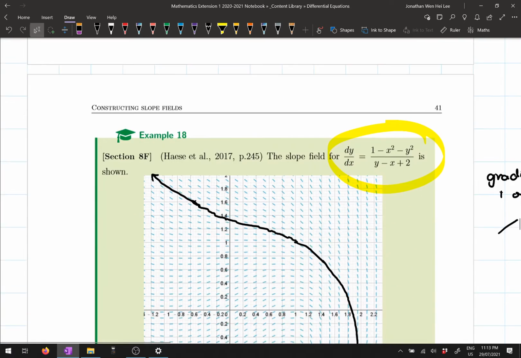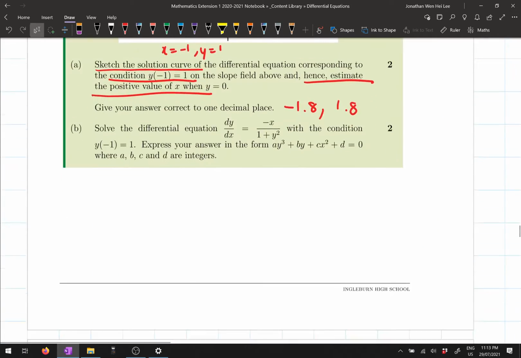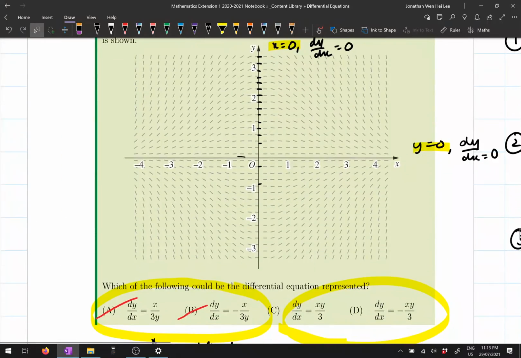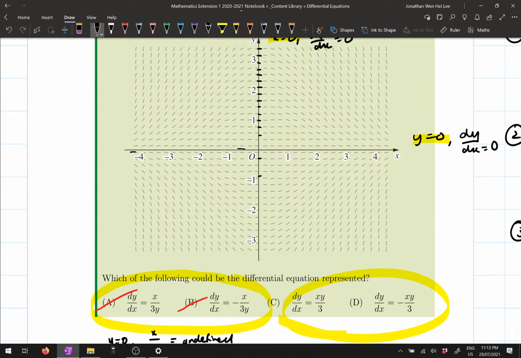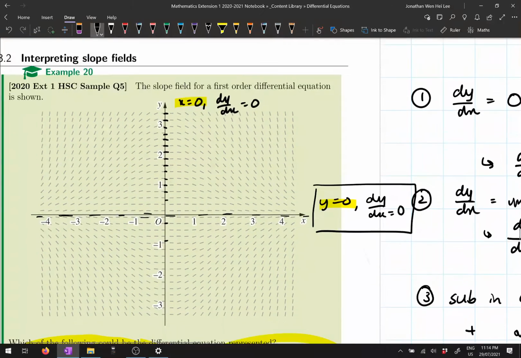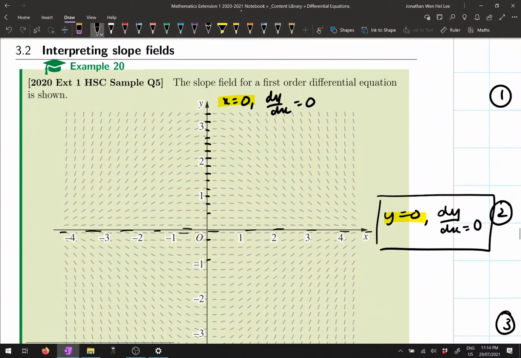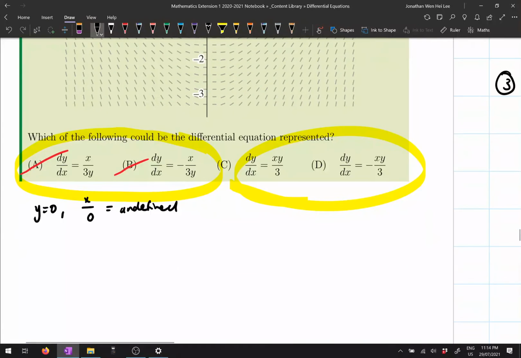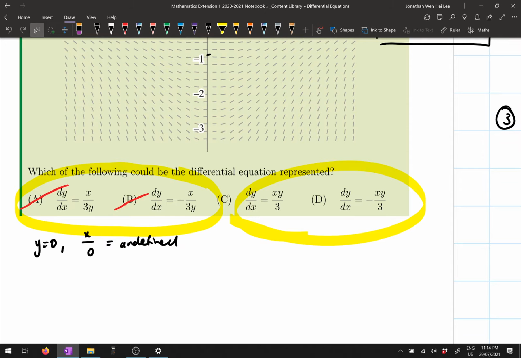Once I've eliminated those first two solutions, the way I did that was by noticing that along the x-axis, the gradient was equal to 0. As we get towards the x-axis, if you just keep following the trends that you see on the slope field, it would become horizontal. And that meant that y is equal to 0, dy on dx is equal to 0. On the y-axis, we noticed we had horizontal, and that means that x is equal to 0, dy on dx is equal to 0. And so we could eliminate the first two answers that way.